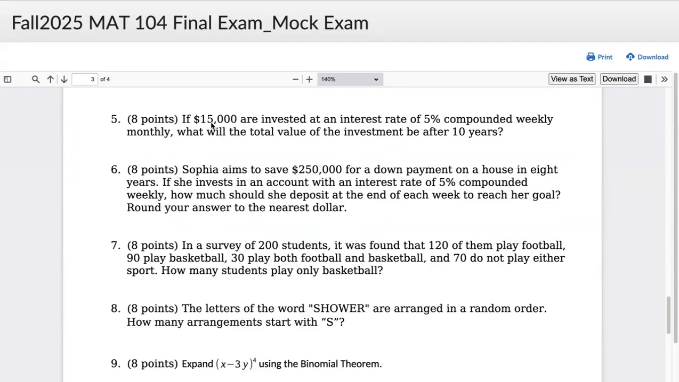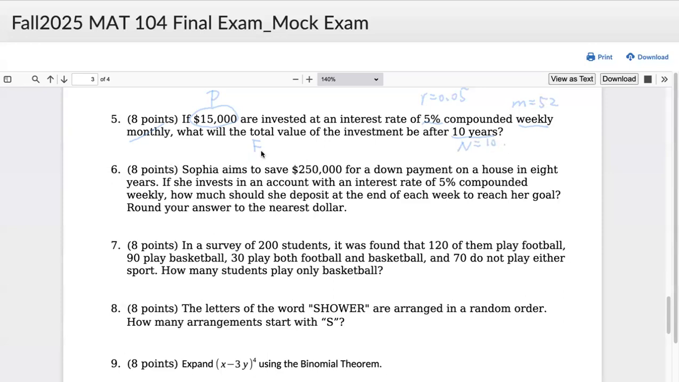Let's say 5. $15,000 is invested at an interest rate of 5%, so P is 15,000 and R equals 0.05, compounded weekly. Well, let's do the monthly. You could try the monthly too, okay, but let's pick weekly. Weekly means M equals 52. When will the total value be? The future value, right? In 10 years, capital N equals 10 years.